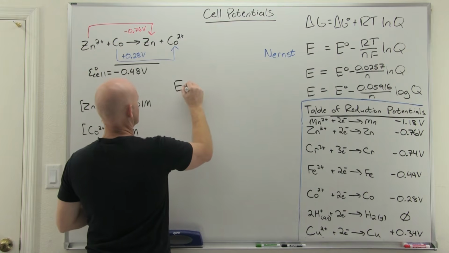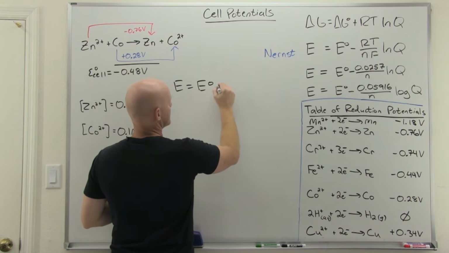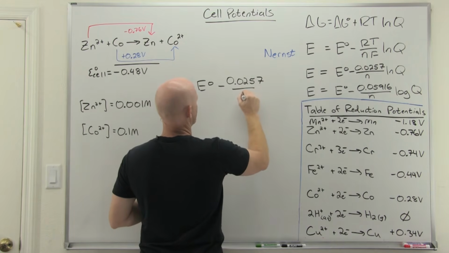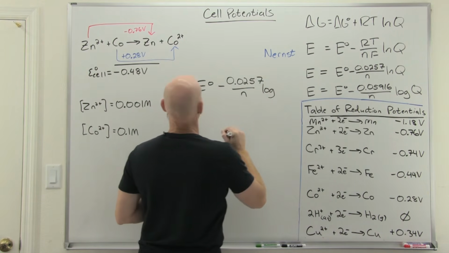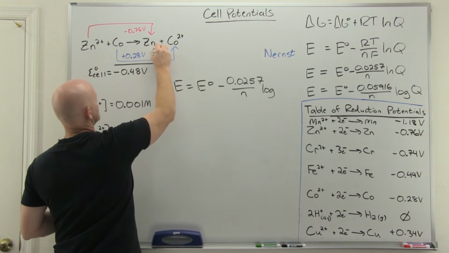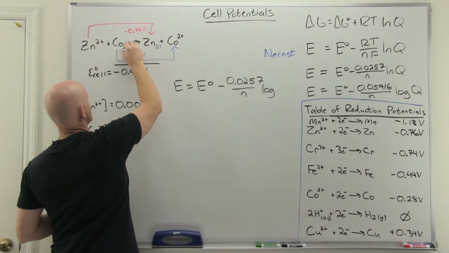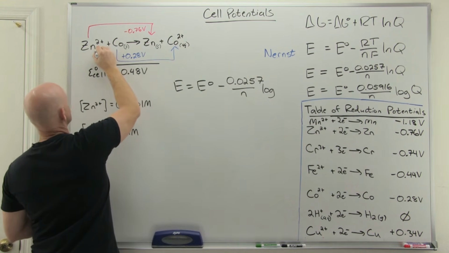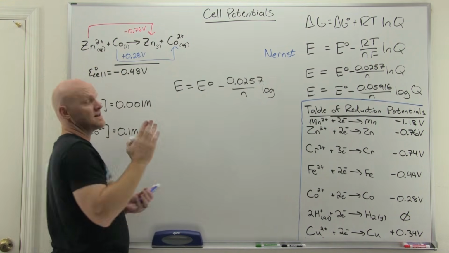So in this case, again, we'll say E equals E standard minus 0.0257 over N log of Q. And Q in this case is products over reactants. Keep in mind that the zinc and cobalt here are solids, and they're not going to show up in Q, but cobalt 2 plus and zinc 2 plus as ions are going to be aqueous, and they're going to show up in Q.